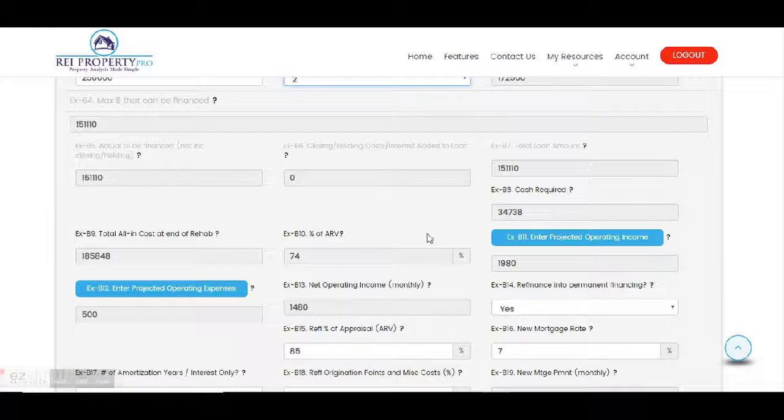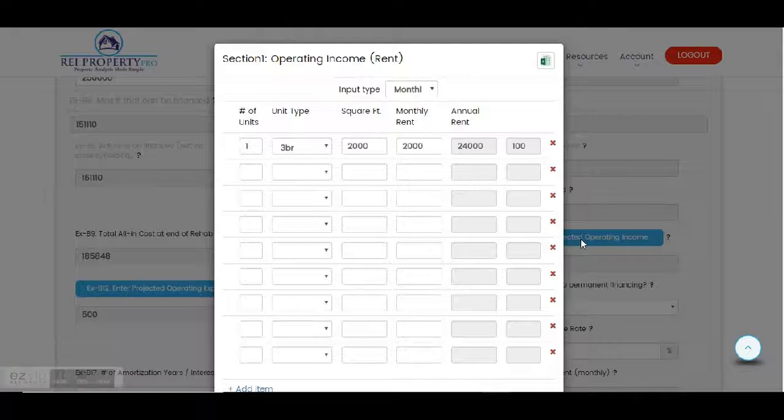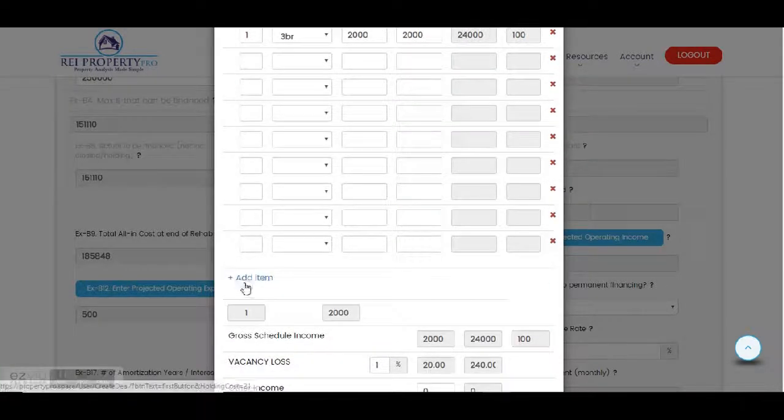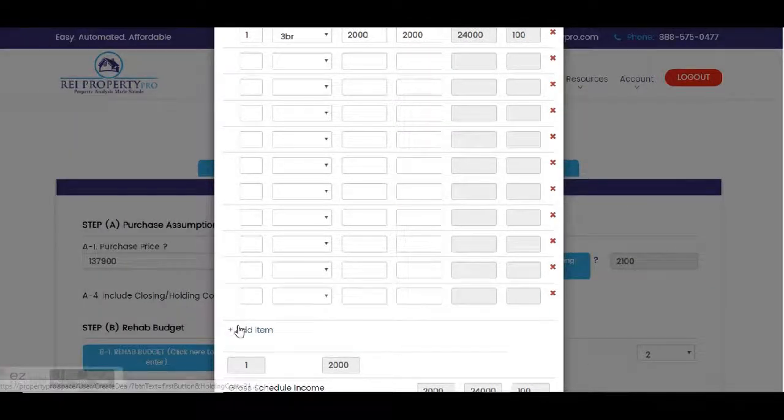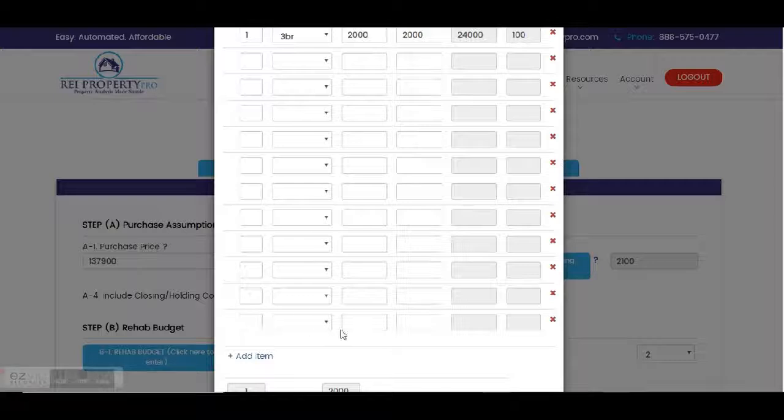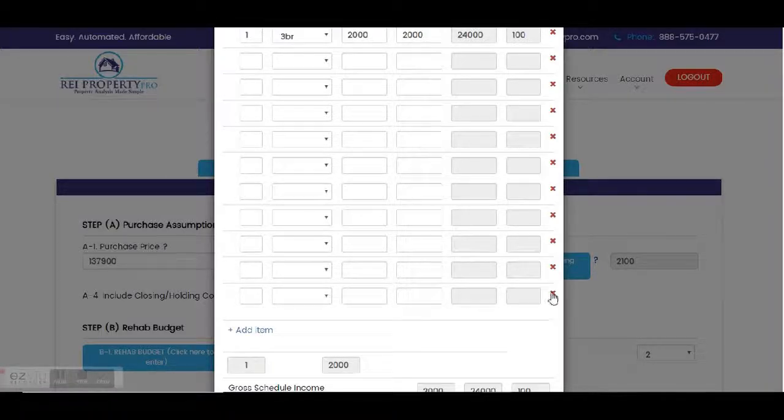Okay, now we're down to our next section to input information. Our operating expenses, income, and expenses. Let's go to operating income. With this software, you can calculate a single-family property or an apartment community with 100 or 1,000 or more units. It's totally up to you. You can add as many rows as you like, or you can delete a row if no longer needed.